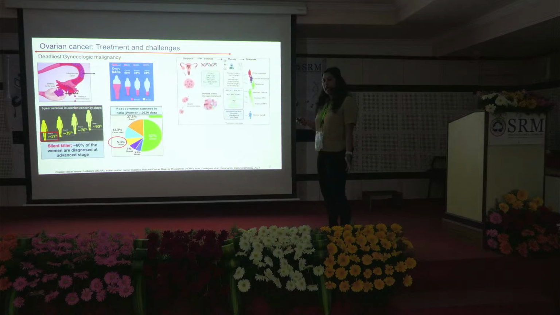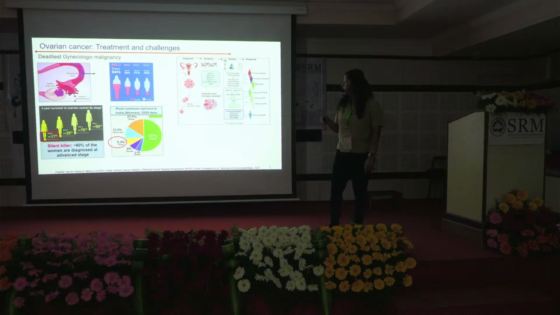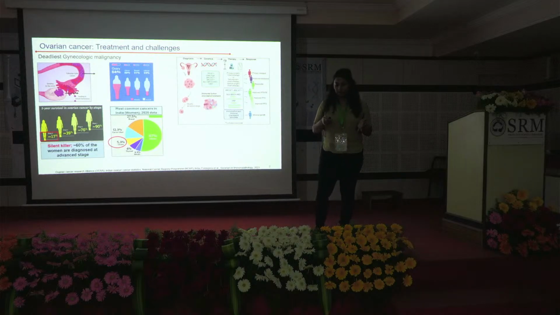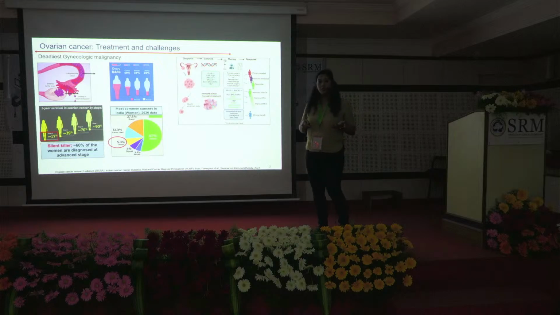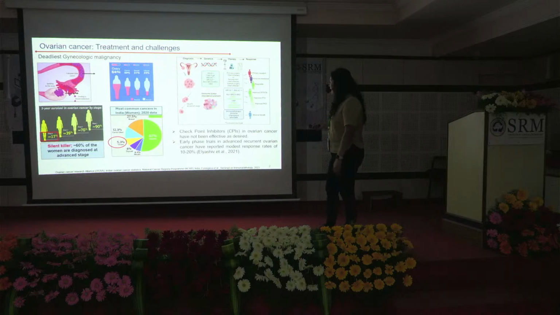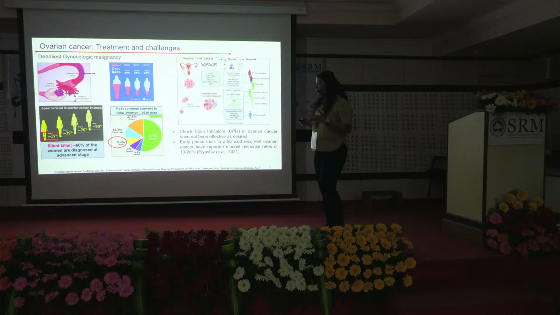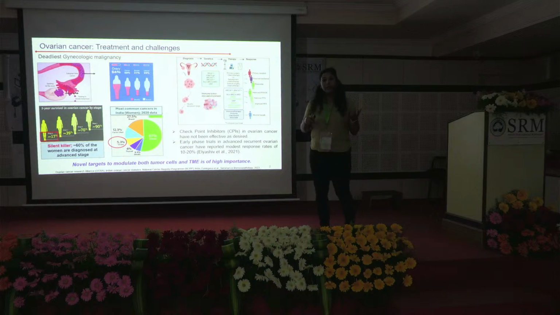If we look at the treatment modalities available for ovarian cancer, immunotherapy has greatly revolutionized therapy for many cancers, and in that, specific mention has to be made of checkpoint inhibitors. But for ovarian cancer, checkpoint inhibitors have not been very successful. In fact, the response rate in many trials is only 10 to 20%, which is not as encouraging as some other cancers like lung cancer or melanoma. So this definitely emphasizes the need to identify novel targets which modulate not only the tumor cells but also the tumor microenvironment.